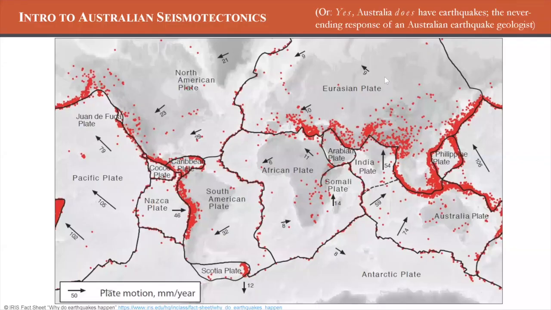So this is just a brief intro to Australian seismotectonics, or as I like to say, yes, Australia does have earthquakes, which is the never-ending response when I tell people what I do or what I did. So Australia sits on the Indo-Australian plate. It's moving northwards by about 7 centimetres a year, which is incredibly fast. It's the fastest moving continent, but we're incredibly stable internally. We have no active plate boundaries around the continent here, but we still have earthquakes. So they're quite an intriguing little puzzle.